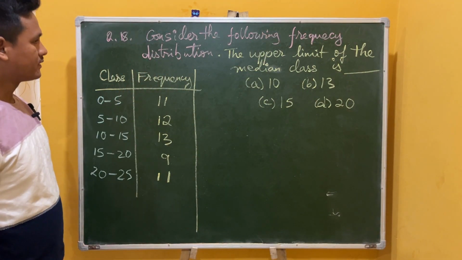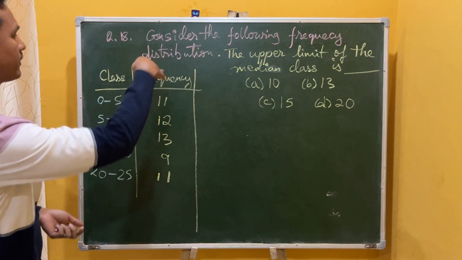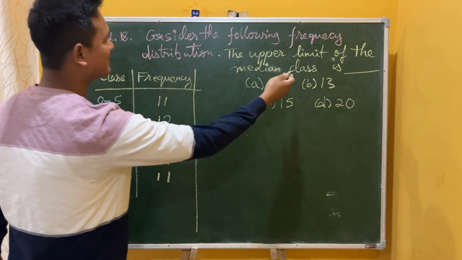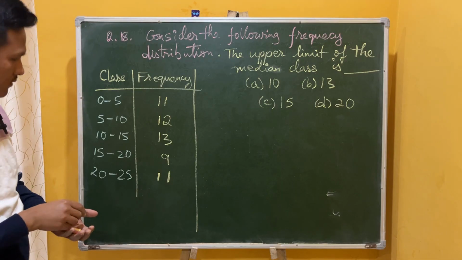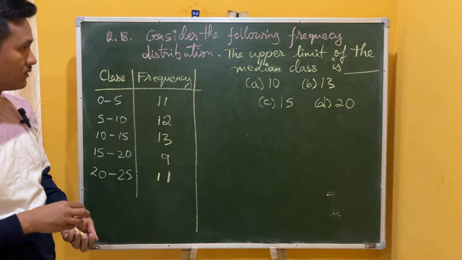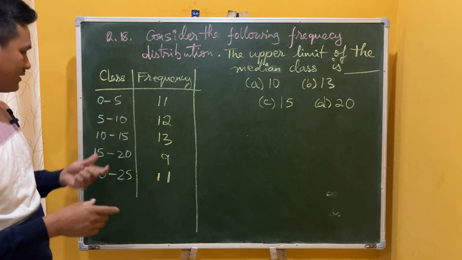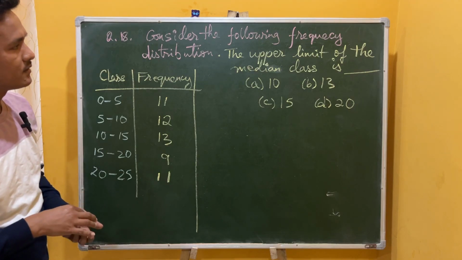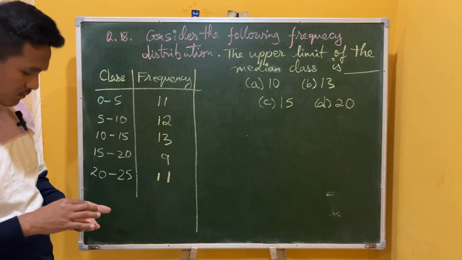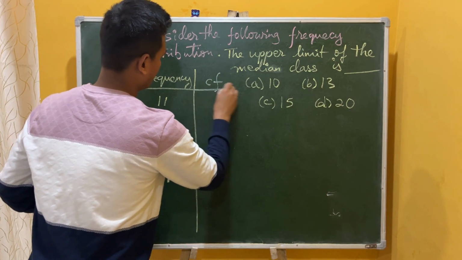Okay, this one is another interesting question. Consider the following frequency distribution. You can see here the upper limit of the median class is... Oh no, you'll have to find the median. So you'll have to find the median class and then see the upper limit. So how do you find the median class? We'll have to calculate the cumulative frequency.